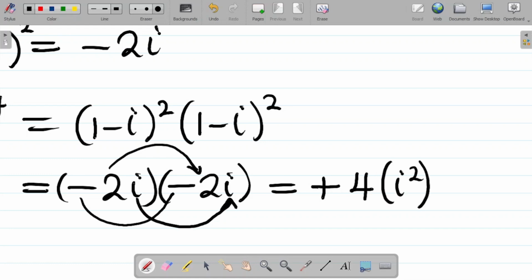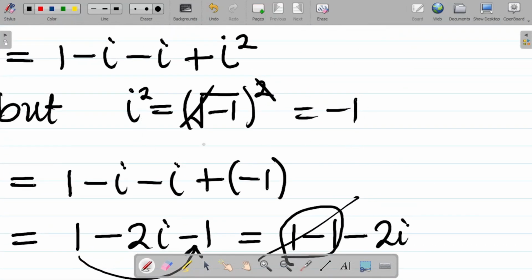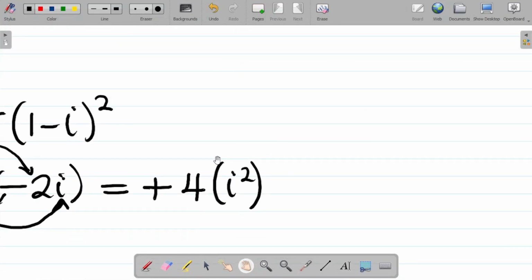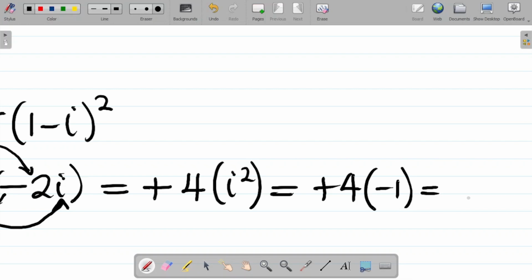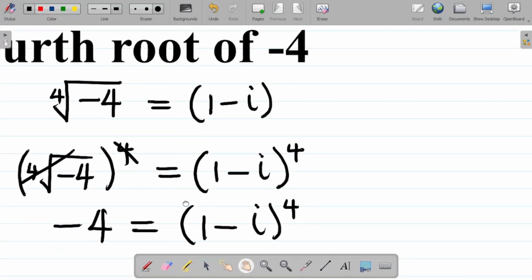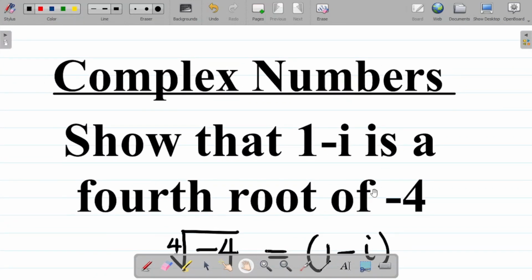If you look at what we said here, we said i squared is equal to minus 1. Let's bring in that value here. This will now be equal to plus 4 into i squared, that's minus 1. Plus 4 times minus 1 gives you minus 4. So we have an answer as minus 4. With this, we've proven that this is correct. We've now proven that 1 minus i is a fourth root of minus 4. So this is how you solve this question using the general method of expansion.